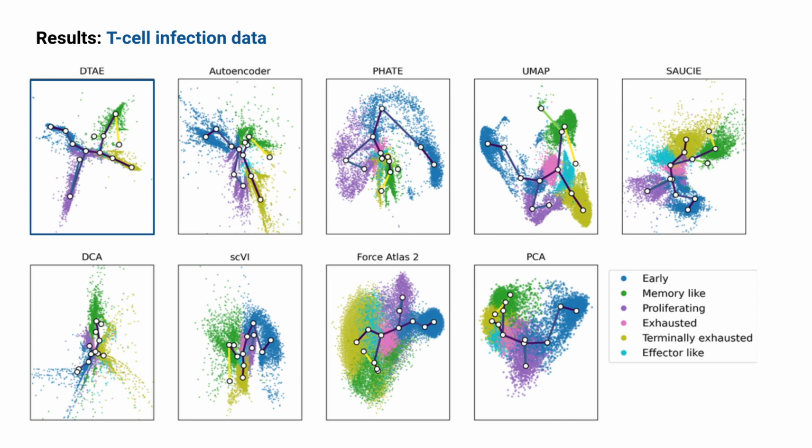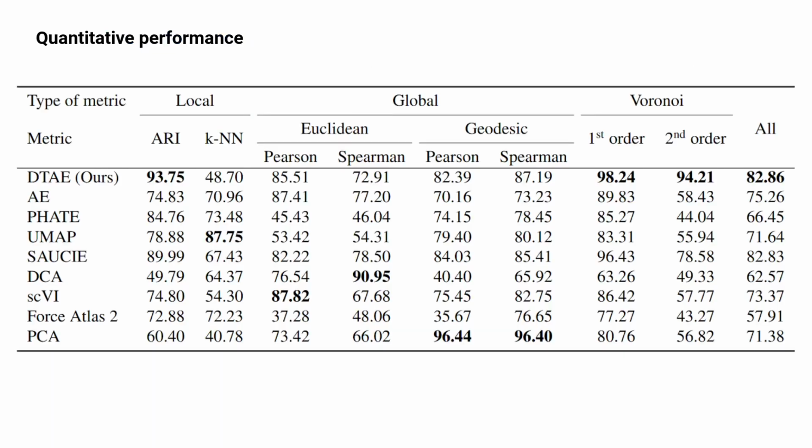Nonetheless, this is only a qualitative evaluation, and we can wonder what happens when we look at more quantitative metrics. We looked at three different families of metrics. Local metrics, like adjusted rand index and KNN graph preservation. Global metrics, like Euclidean and geodesic distance preservation using Pearson correlation on pairwise distances between points. And Voronoi metrics that look at how well the Voronoi diagrams are embedded. Overall, no method performs best on all metrics, and every metric judges a different aspect of the representation quality.